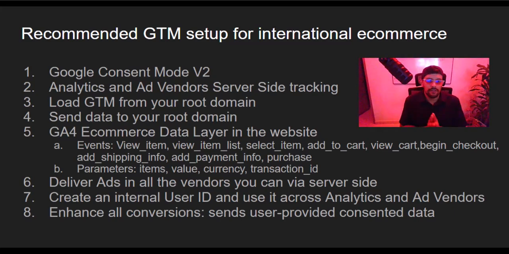Items, that basically is an array of the items that a user can add to the cart. So you already have a great structure for this. If you add this parameter in the data layer, this array will be the best you can do. Also adding the value, the currency, and the transaction ID when applicable. Normally the transaction ID is just for purchase, but as a general example.